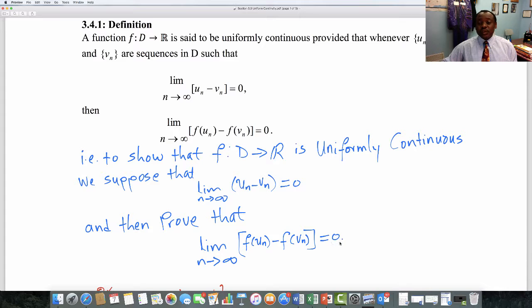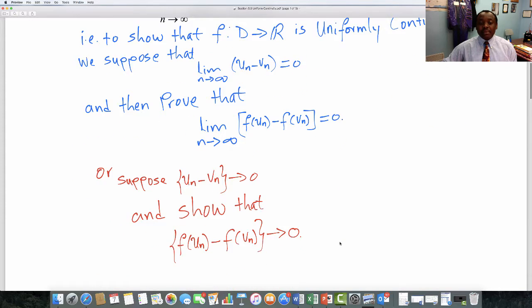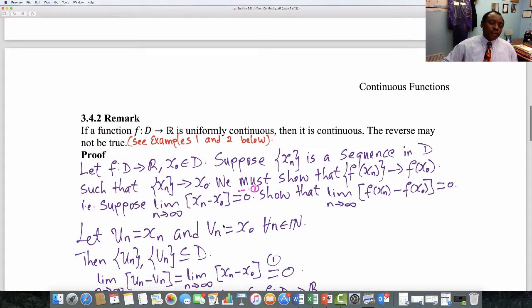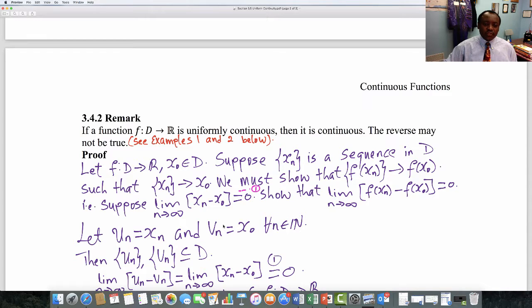Or further still, we will suppose that the sequence un minus vn converges to 0, and then show that the sequence f of un minus f of vn converges to 0. Let's go ahead and start with a remark which actually could be categorized as a proposition or a small theorem. If f is a function from the domain D to the set of real numbers, and if f is uniformly continuous, then we claim that f is continuous. The reverse is not true, and we will see a couple of examples to demonstrate that.